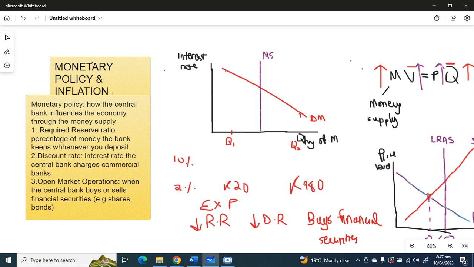Increase in money supply, this money supply curve will shift to the right. So what happens? Quantity of money increases, then the interest rate goes down, meaning the cost of borrowing is low. Since the cost of borrowing is low, businesses and people can borrow more. And when we borrow more, we spend more.